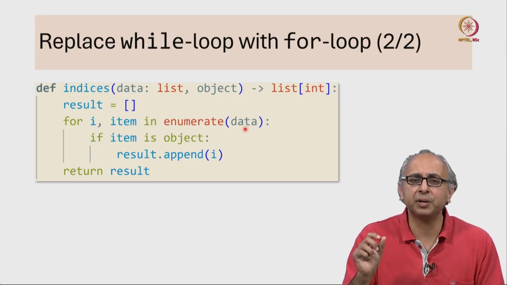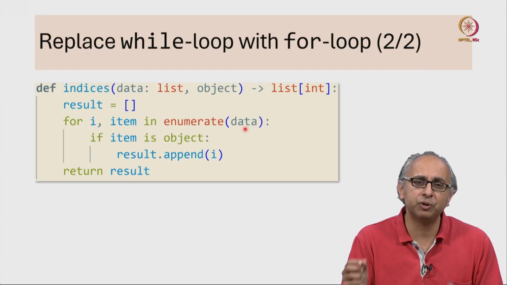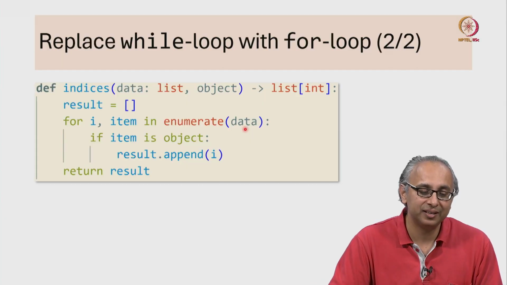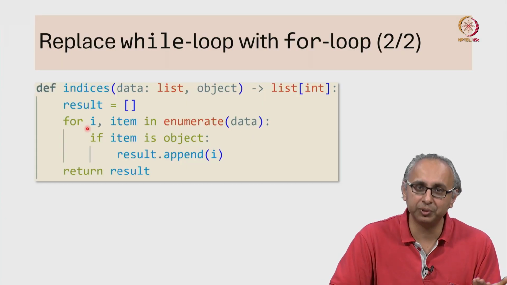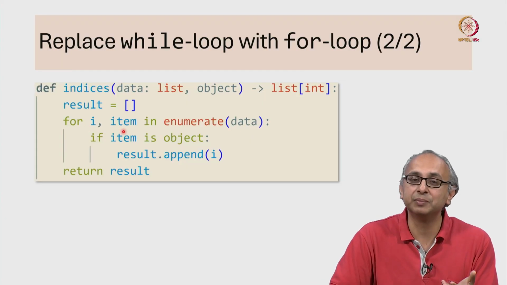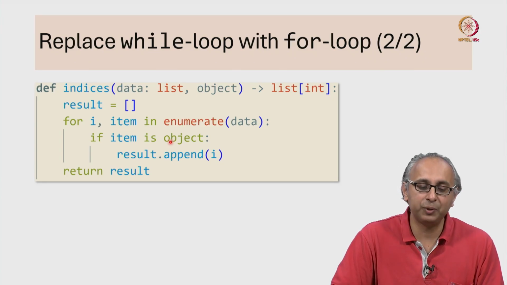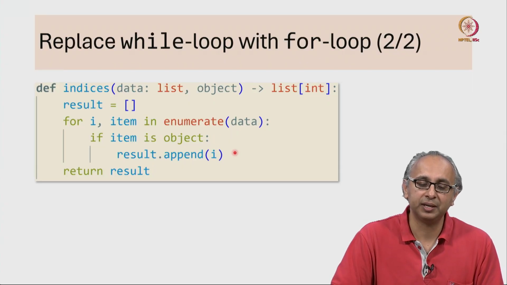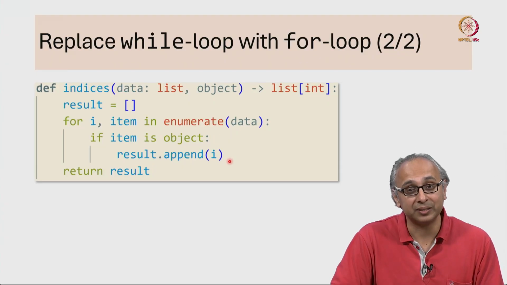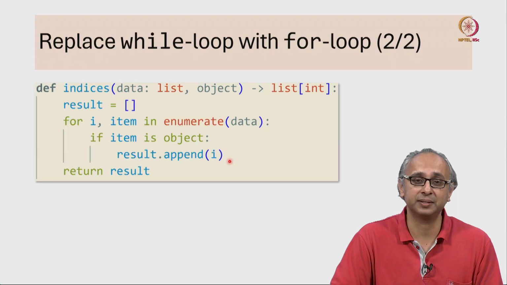So we can write this kind of syntax: for i, item in whatever is being enumerated. So each tuple that comes out of this enumeration will be unpacked into its i component, which is the index, and its item component, which is the actual value at that index. And then we can write code similar to what we saw before. If that item is the object, then we can append the index to the resulting list.